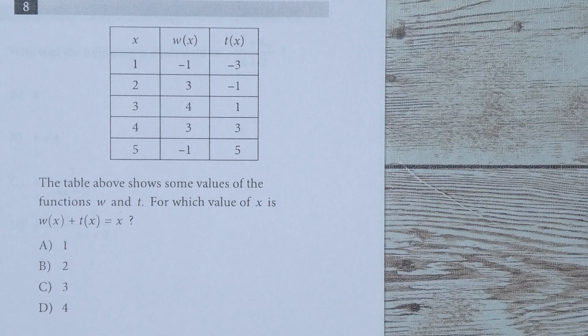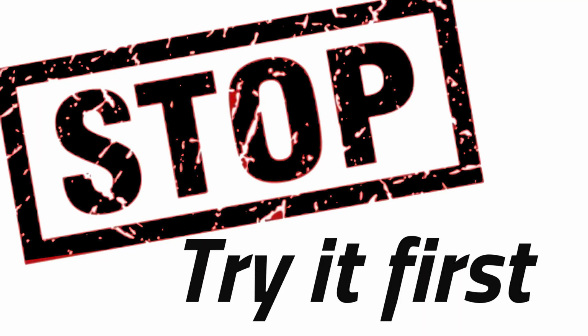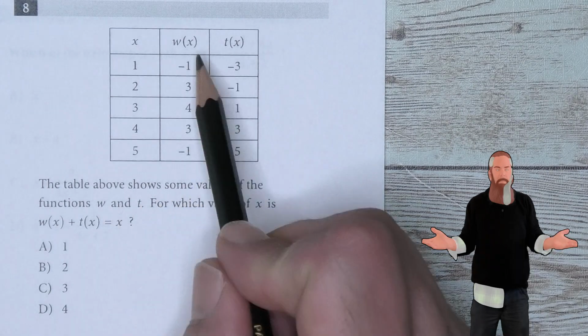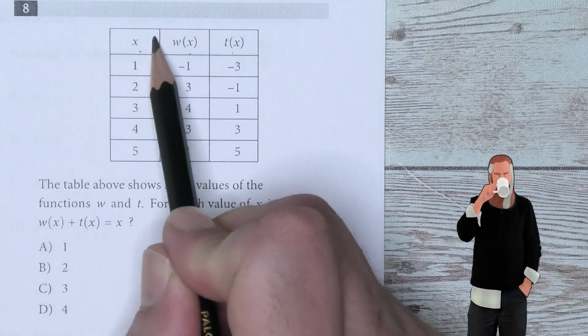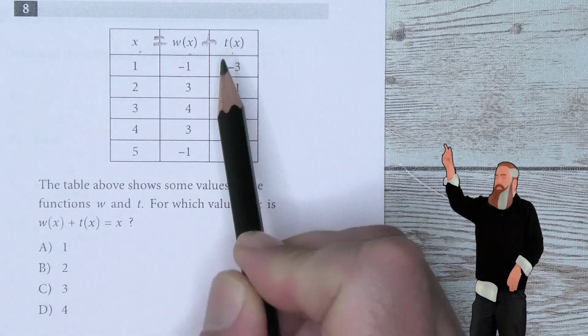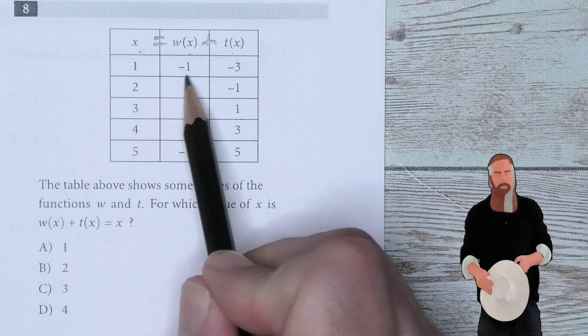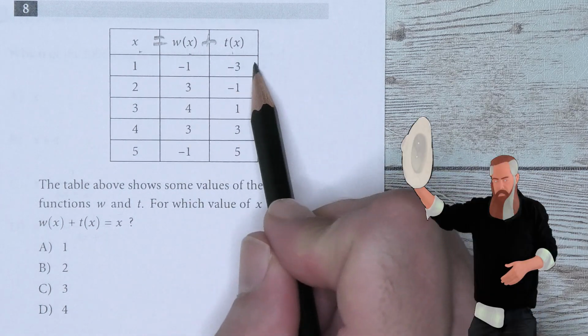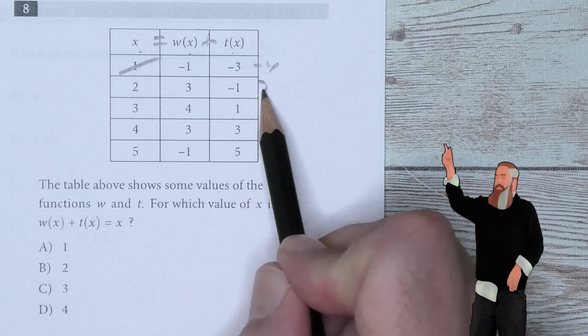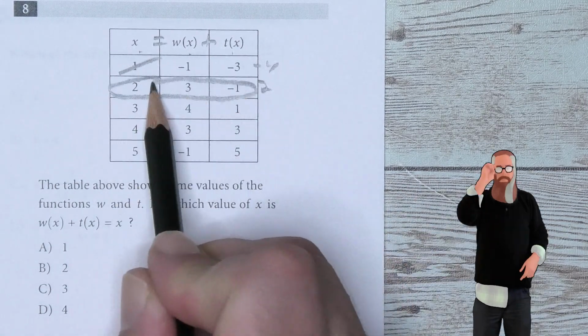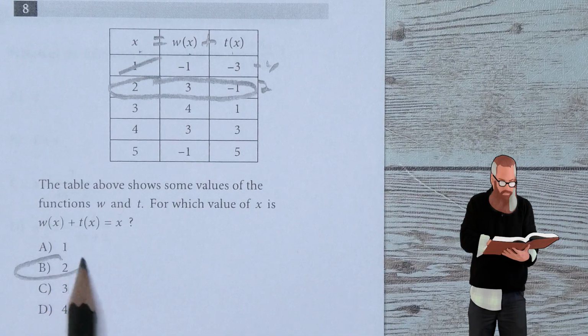The table above shows some values of functions w and t for which w of x plus t of x is equal to x. What I need to know is when is this plus this equal to this? That's all we're really asking here. So -1 plus -3 is -4, not the answer. 3 minus 1 is 2. That looks like the answer right there, so B is our answer.